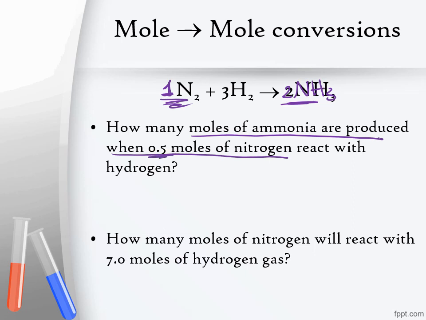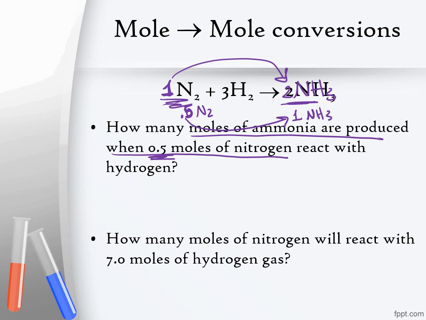Well, now I only have 0.5 moles of nitrogen. Whoa, that's not a 5. I only have 0.5 moles of nitrogen. So if 1 mole makes 2 moles, 0.5 moles is going to make half of that, right? So only 1 mole of nitrogen trihydride, or ammonia.